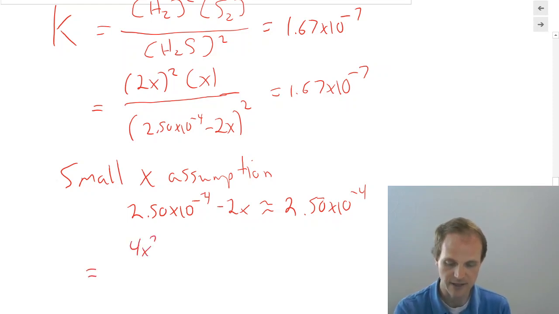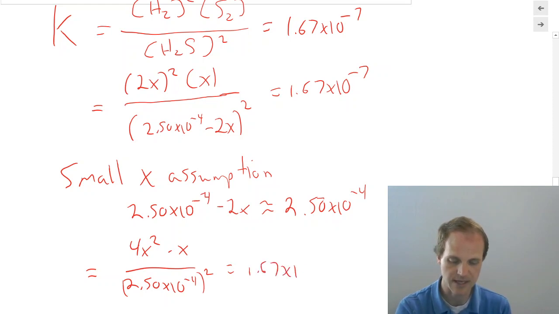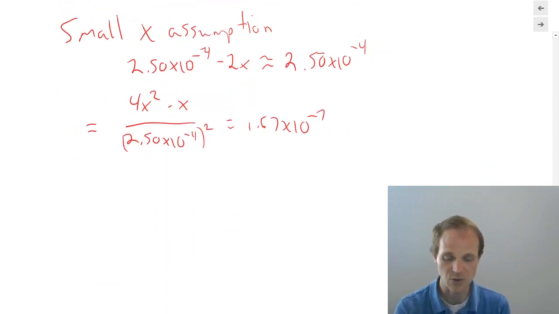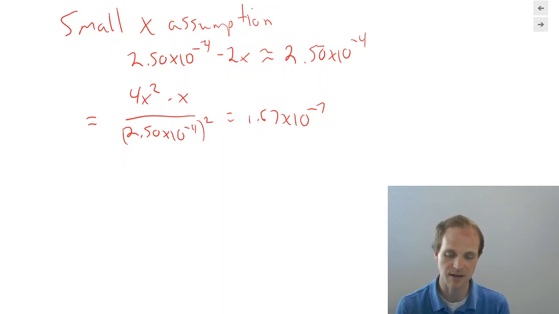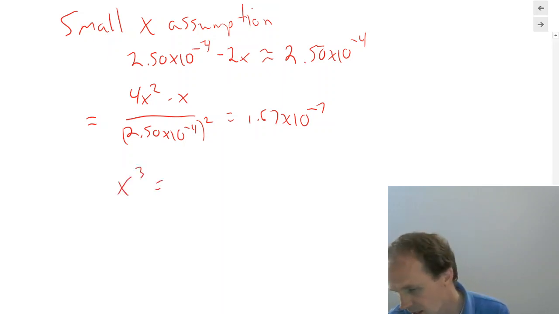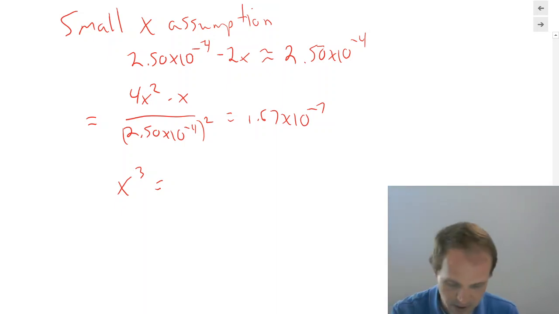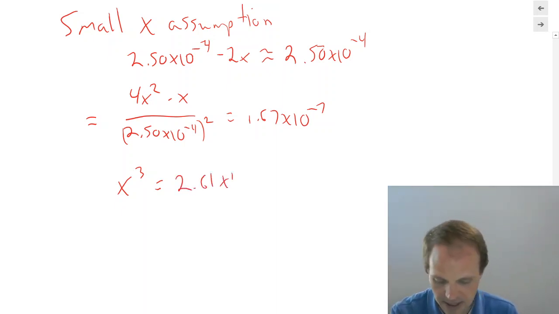We now have 4x squared times x over (2.50 times 10 to the minus 4th) squared equals 1.67 times 10 to the minus 7th. I'm not going to do all the math for you here, right? I've got to square that number, multiply it by 1.67 times 10 to the minus 7th, divide both sides by 4, and I get that x cubed is equal to 2.61 times 10 to the minus 15th. So I'm going to cube root both of those sides.